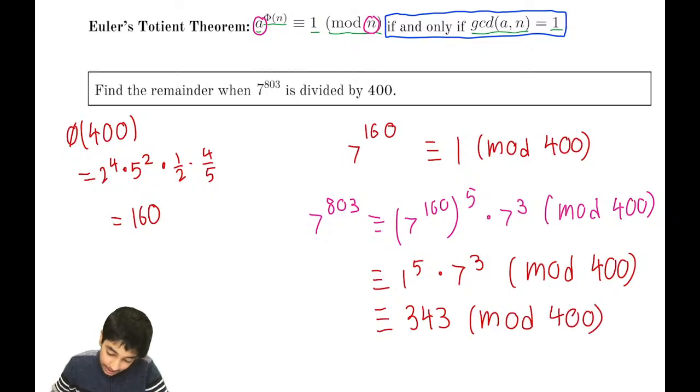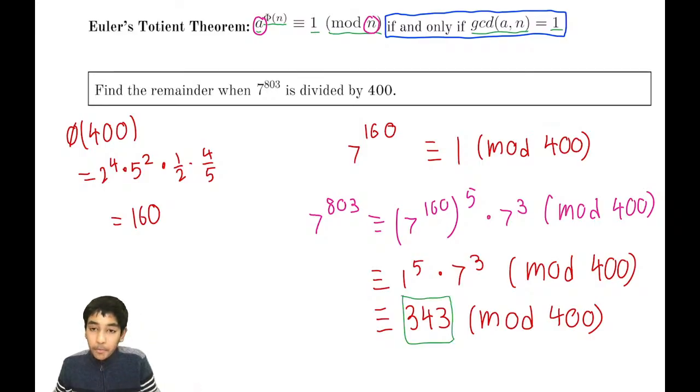And the idea here is that we can always find a number, 7 to the power of totient of the number is 1 mod n. And then from here, we can just see that it's just going to be 7 to the power of 160 to the 5, because that means we know that 7 to the power of 800 is just going to be 1. And then we're going to multiply by 7 cubed. So that's the idea for Euler's totient theorem.